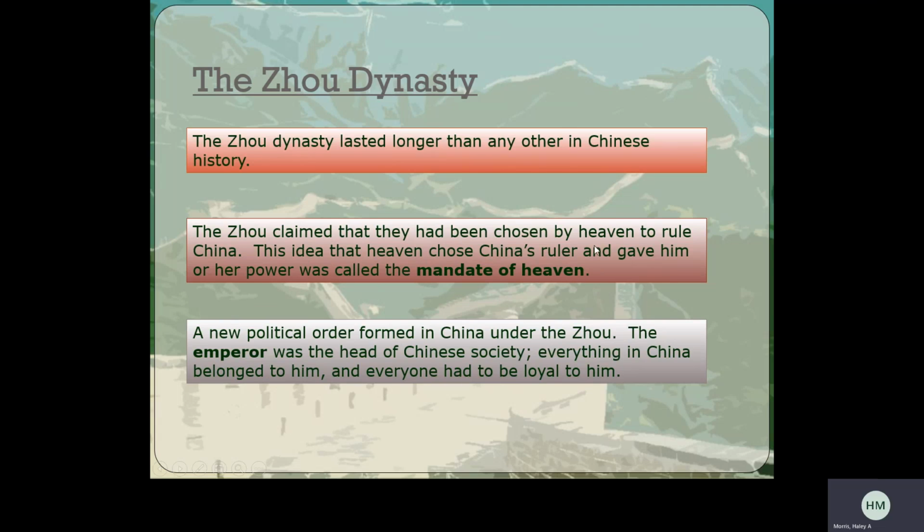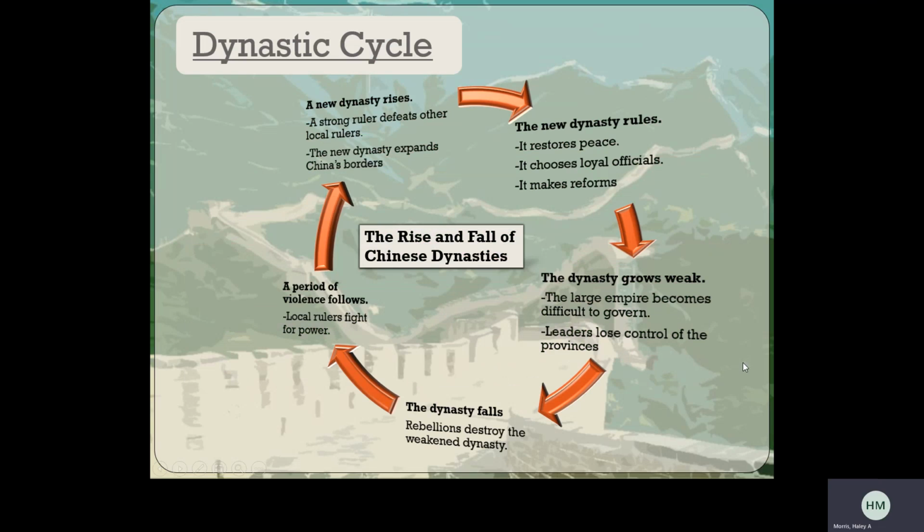They believed that they were given that as a mandate from heaven, that they were told to be the rulers. A new political order formed in China under the Zhao. The emperor was the head of Chinese society, and everything in China belonged to him, and everyone had to be loyal to him. So the emperor was the head of Chinese society.